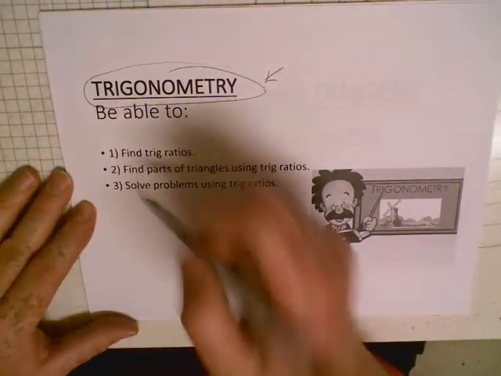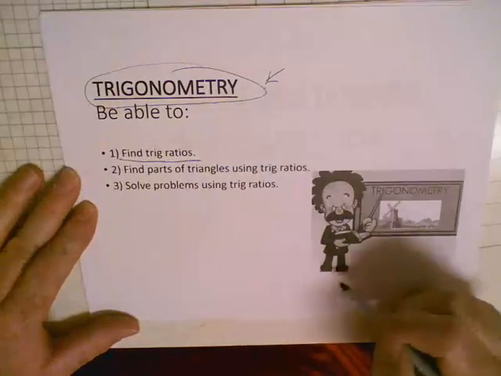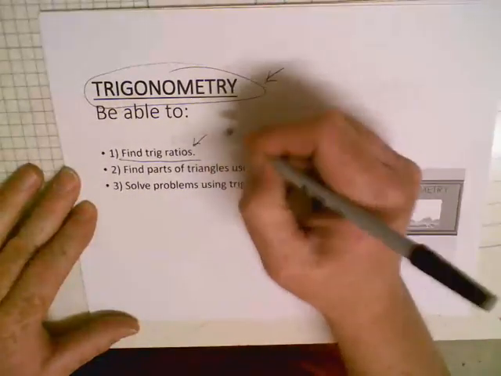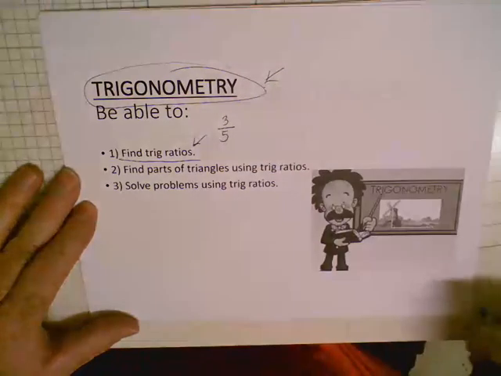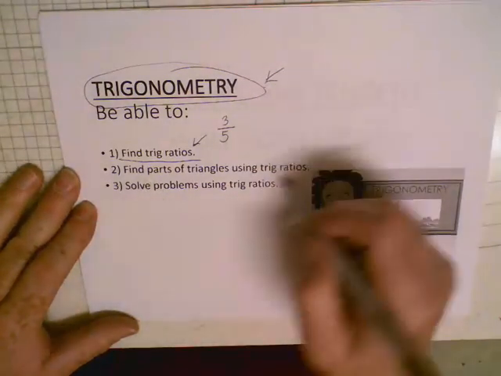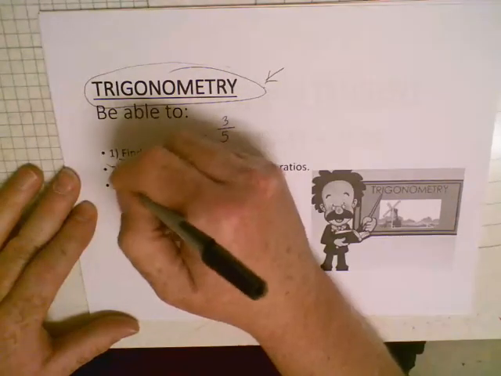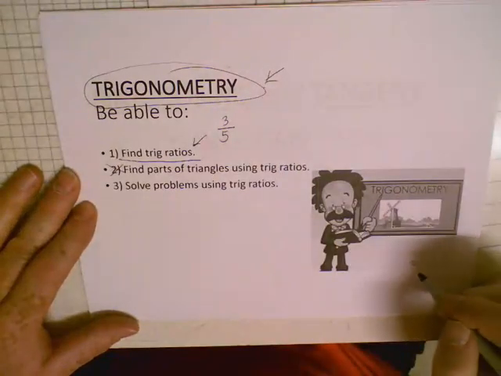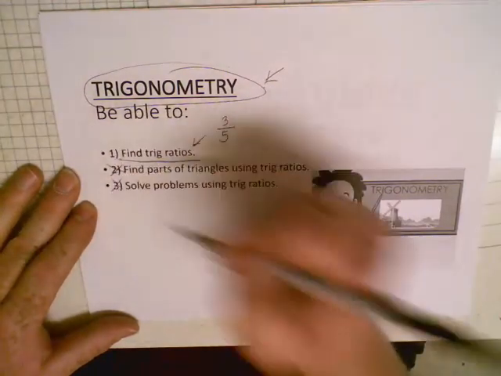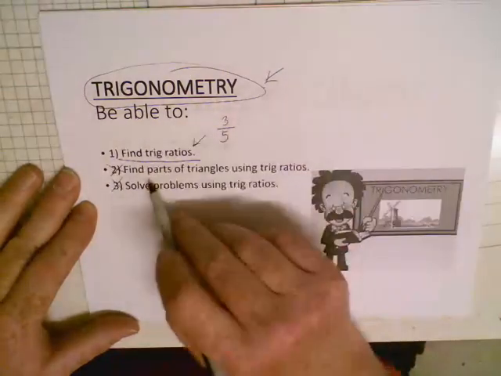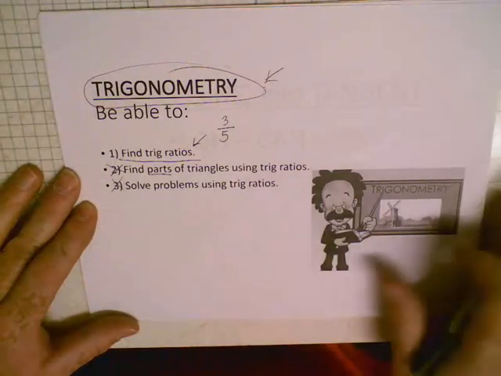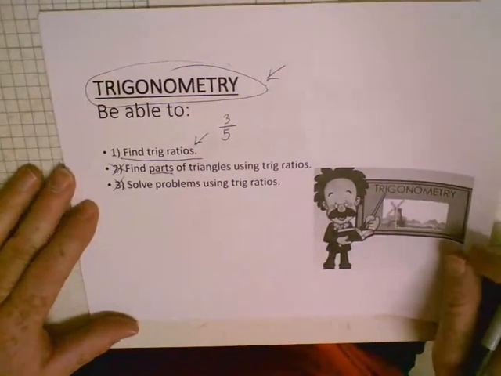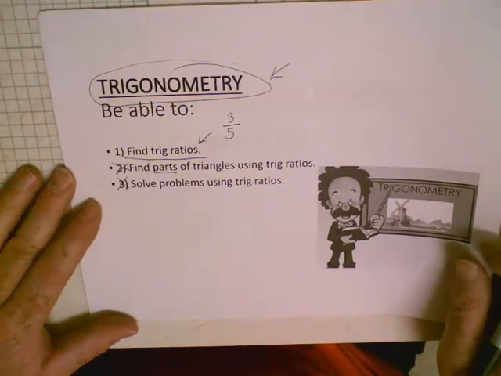So today all we're going to do is find trig ratios. Remember, a ratio is normally just something like 3 to 5, so 3 over 5. Find parts of triangles. We're not going to do a whole lot of that today. That's going to be the next lesson. And solving problems. Actually, we're going to do a little bit of this. We're going to find some angles. And then solving problems using the trig ratios. That's going to be the next assignment, or the one after that also.